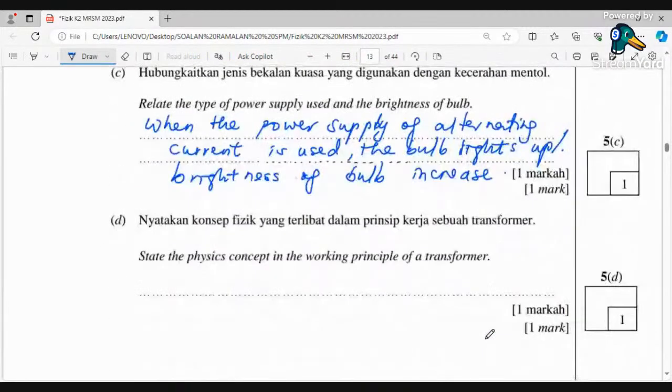Okay. State the physics concept in the working principle of transformer. Transformer works based on the electromagnetic induction. Okay.